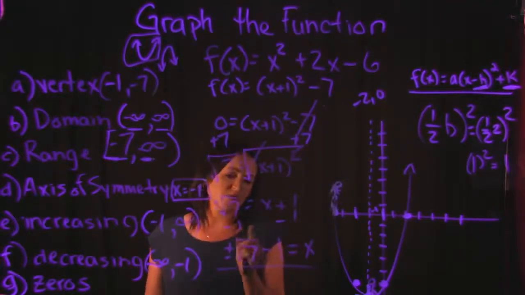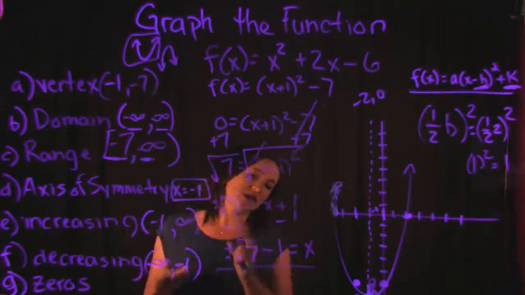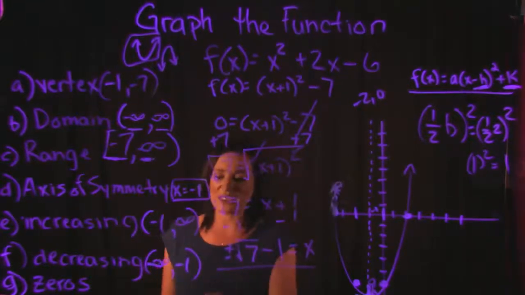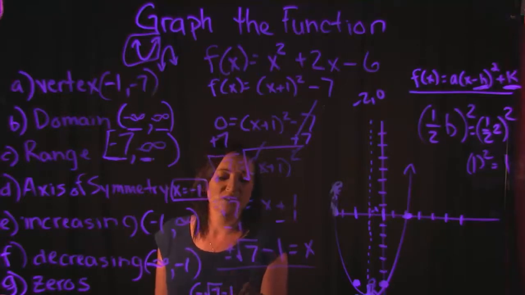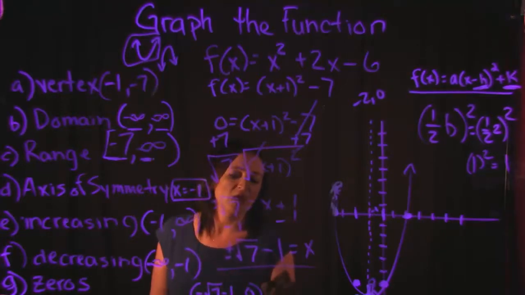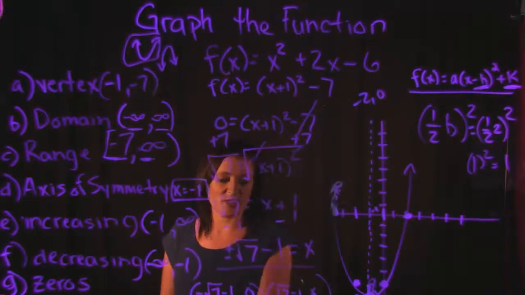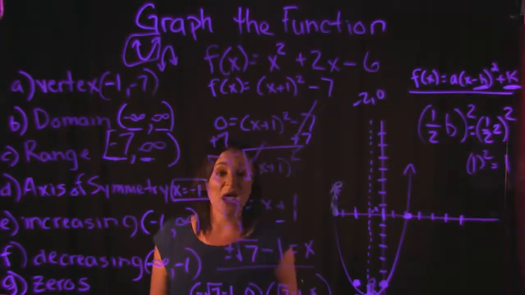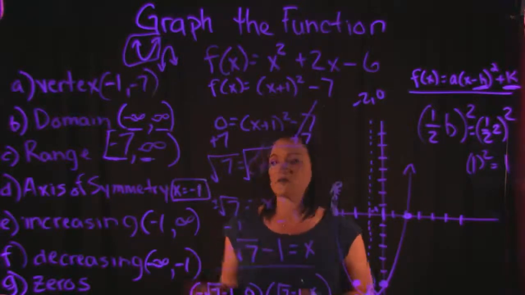Now, we do need to put them in point form. So remember, when it comes to putting it in point form, your y values are always 0. So our first zero will be negative square root of 7 minus 1, and then 0. And then it'll be positive square root of 7 minus 1, 0 for our two zeros here, because we have the plus and we have the minus. All right, so just set your equation equal to 0 and solve.